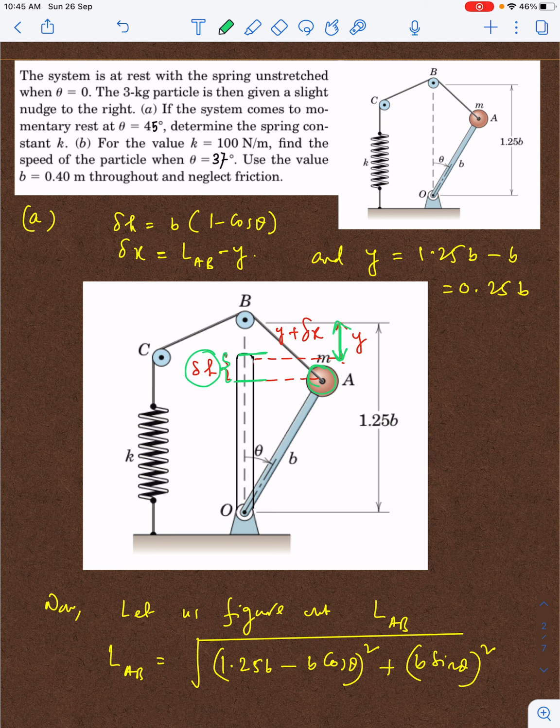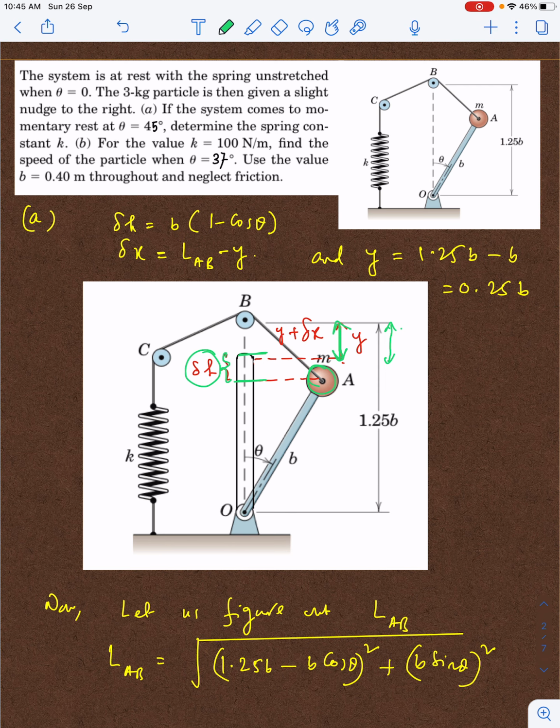And delta X equal to, what can I write? Delta X is equal to the length of this portion AB minus Y. This was the initial length. So that was the extension of the spring. And Y, obviously, this length, the total length is 1.25 B and this entire is B. So from there we can get that Y is equal to 1.25 B minus B, that is 0.25 B.